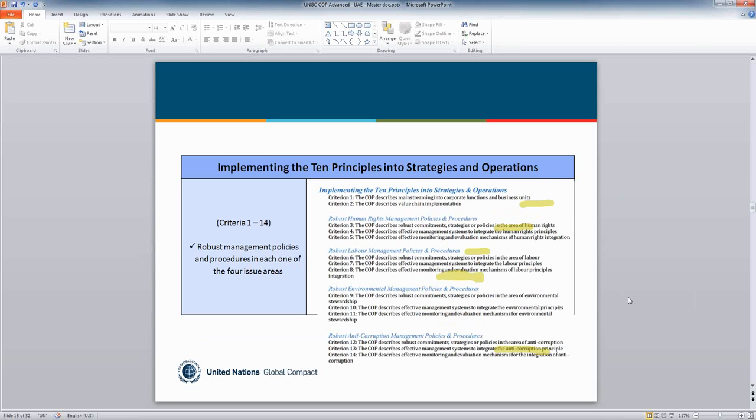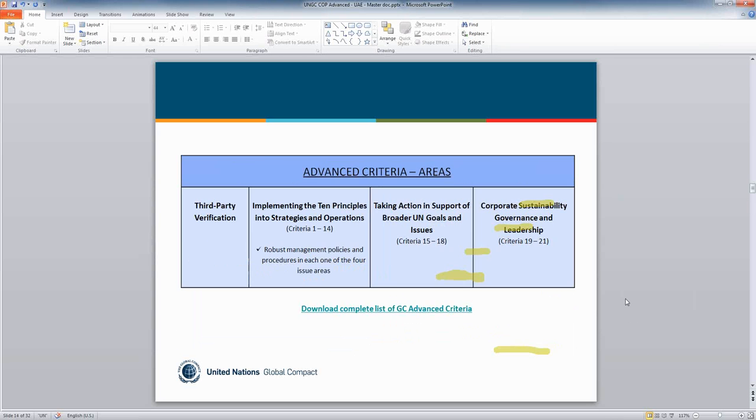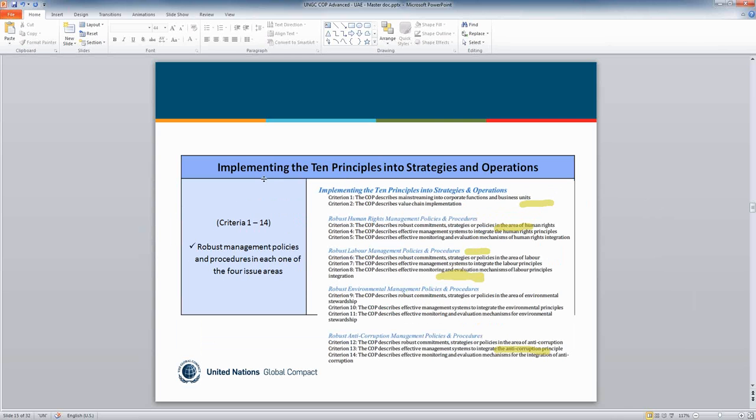So let's move on to the second pillar. If you remember, let me go back here. There were 4 pillars in terms of content of the advanced criteria. So we touched on third-party verification. Now we're going to see the implementation of the 10 principles. Again, this text is super small. I don't want you to have to read it here. I just put it there as a visual picture for you to see how these criteria are organized.